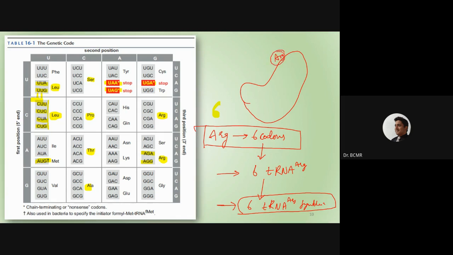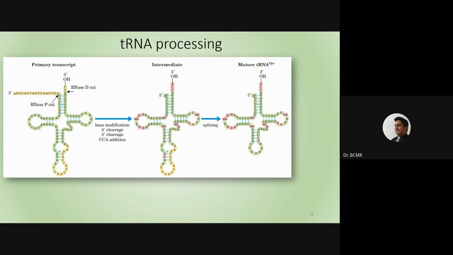We'll come to that, but let's quickly review what we have learned. We have learned about the processing of the tRNA. You have 5' cleavage by RNase P and 3' cleavage by RNase D. This is specific to a tRNA for tyrosine, the sequence and other details. We also have CCA addition on the 3' end. That's important, because this is the location where the amino acid is going to be added.